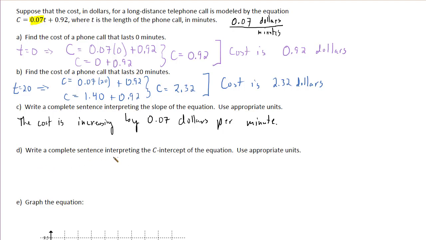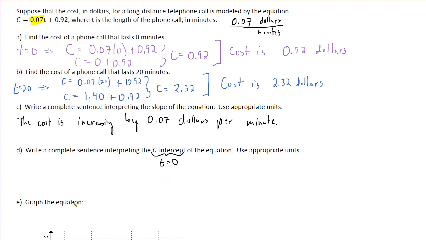Write a complete sentence interpreting the c-intercept of the equation. And we've actually already calculated the c-intercept. Remember, to find the c-intercept, we would let the other variable, in this case t, equal 0. And we did that earlier in Part A. We found that when t is 0, the cost was $0.92.